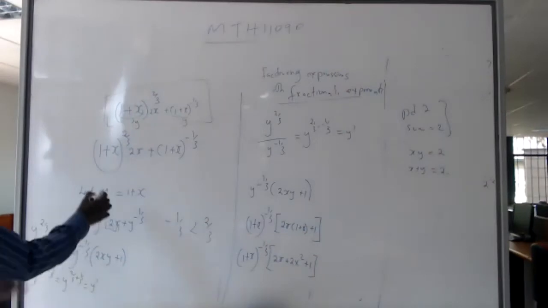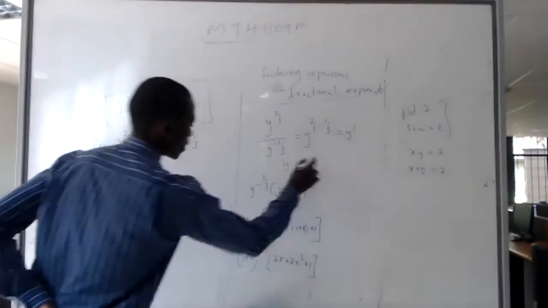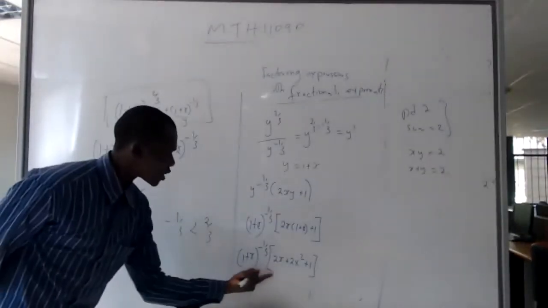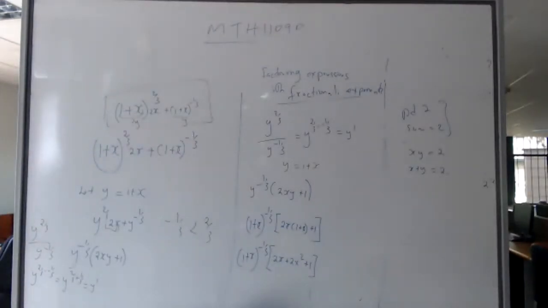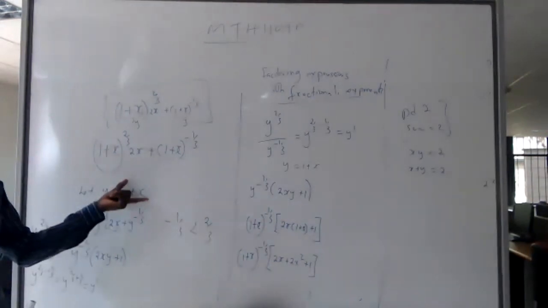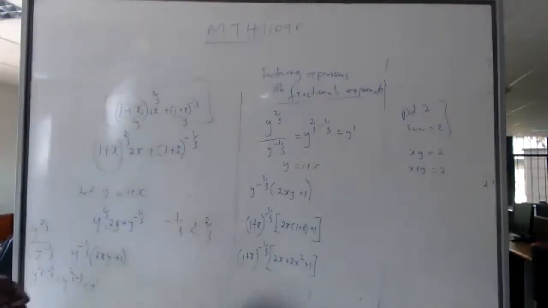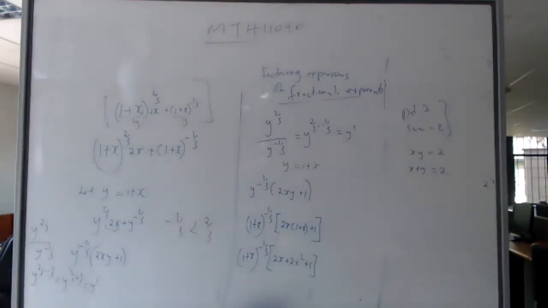And then now you just bring back our y. Remember, y was 1 plus x. So where there is y, we replace with 1 plus x. And then we expand the last term like that. You don't have to make this substitution. It's not mandatory. I just did it to simplify, to make the expression look simple. But it's not mandatory that you make this substitution. You can just work it out without this substitution.